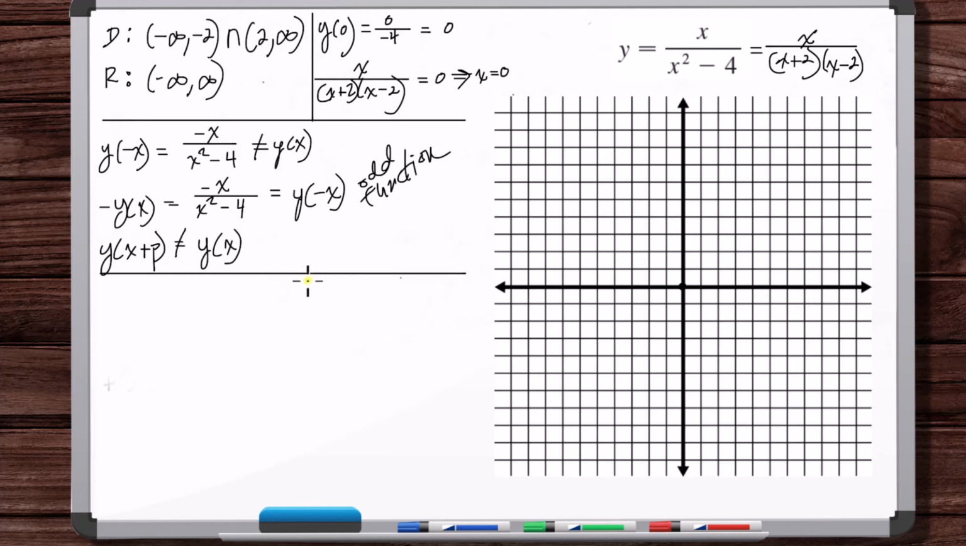All right, now let's do endpoint behavior. Take the limit as x goes to the endpoints of the domain, so minus infinity and infinity. Okay, well, this is a rational expression where the order of the numerator is less than the denominator, so we know that this limit is equal to 0. And same idea with the limit as x goes to positive infinity.